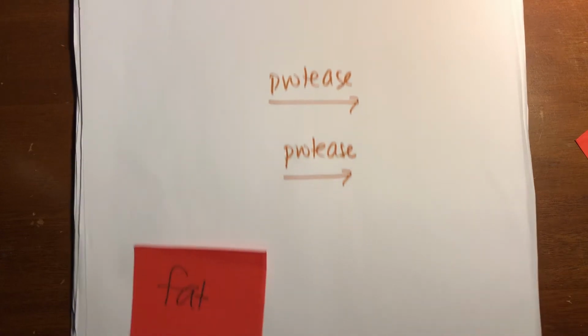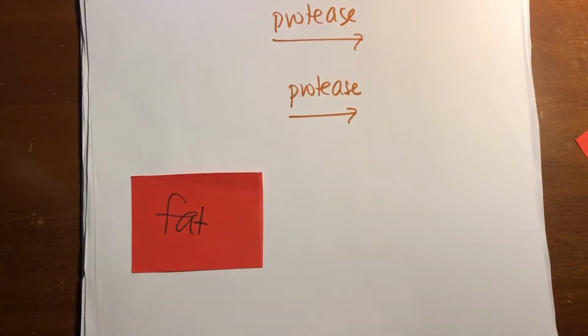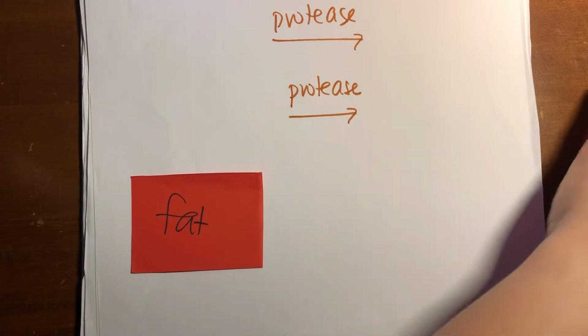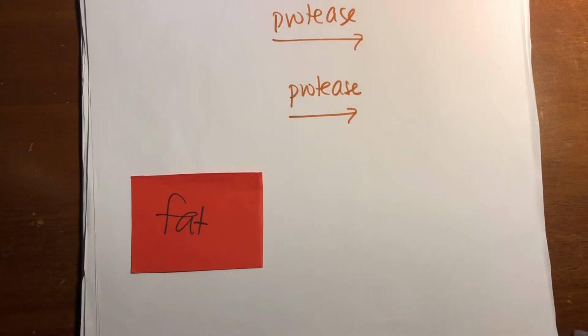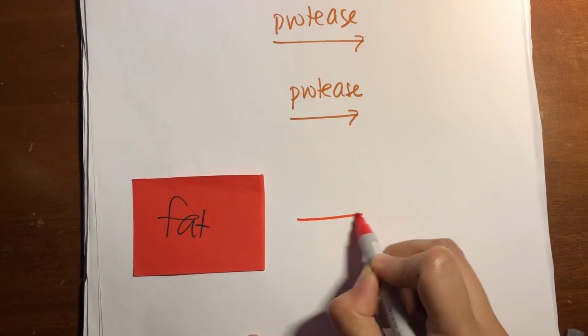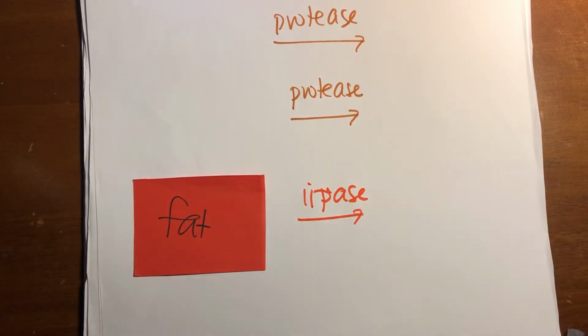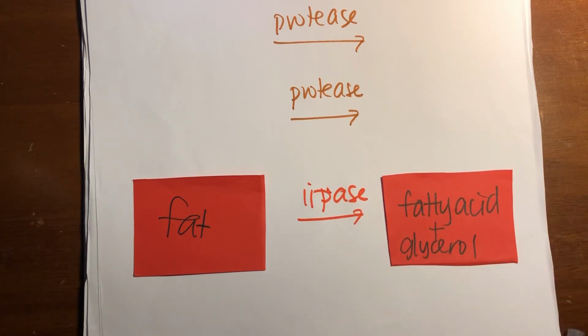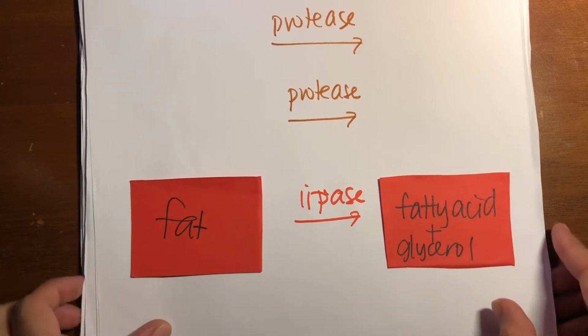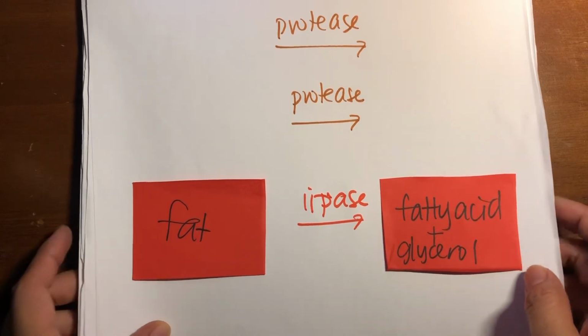And lonely fat. Now fat will be digested by pancreatic and intestinal lipase into fatty acids and glycerol. So that is a complete digestion of the different molecules in your small intestines.